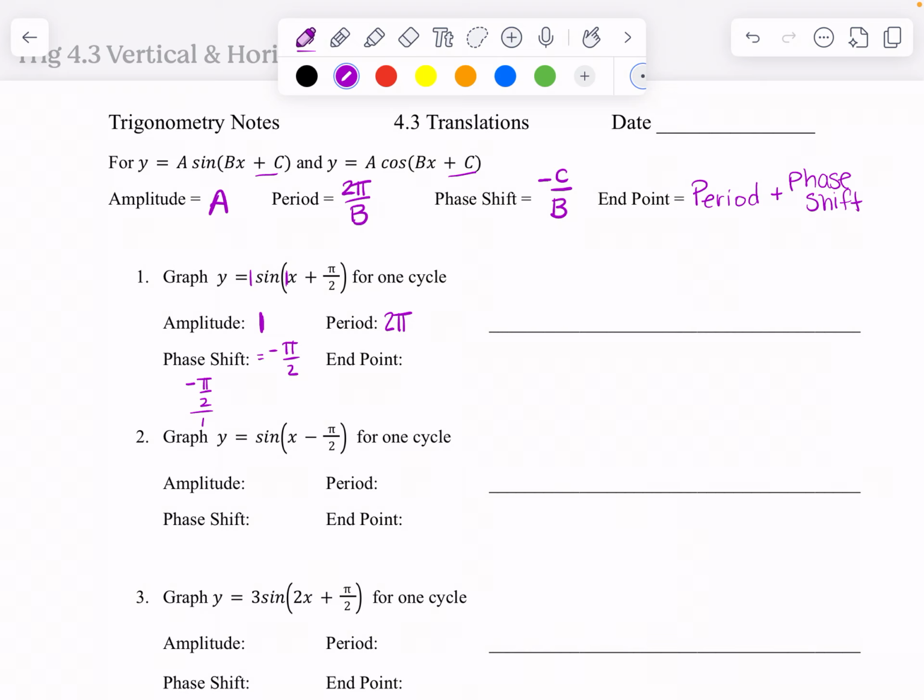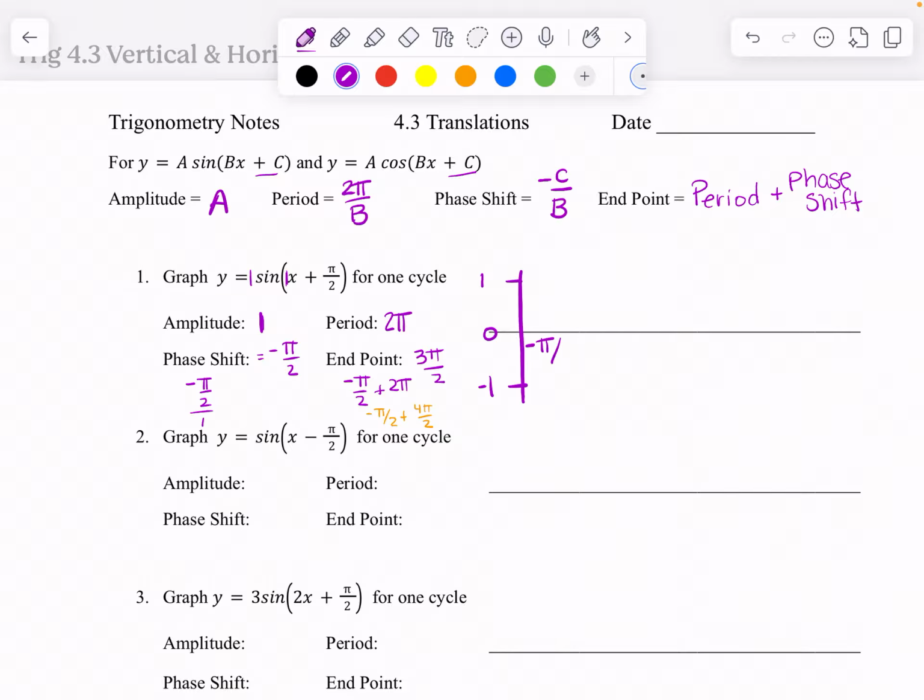So my endpoint is negative pi over 2 plus 2 pi. Well, when I do that, I need a common denominator. So negative pi over 2 plus 4 pi over 2. So this guy is 3 pi over 2. All right. So 3 points along my y-axis. I'm going to start at 0. Positive 1, negative 1.